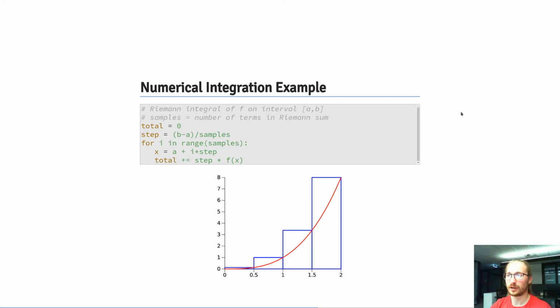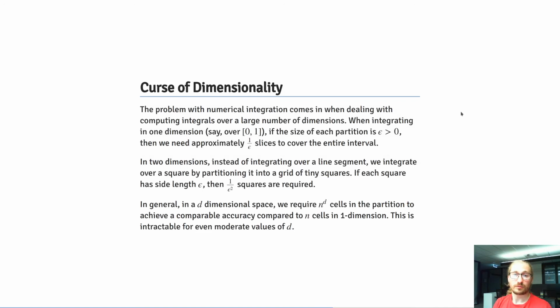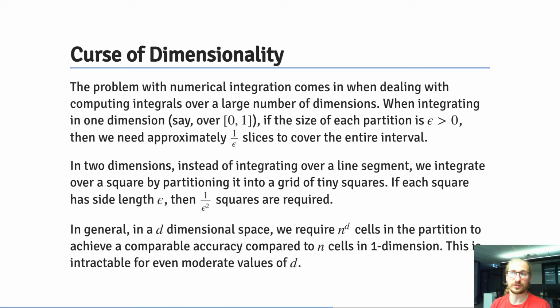So that's all well and good, but this runs into a problem when we have a large number of dimensions to integrate over. When we're integrating over just the real line, that's no worries, right? If the size of each partition, or each rectangle, is epsilon wide, then we'd need approximately 1 divided by epsilon many slices to cover the entire interval.